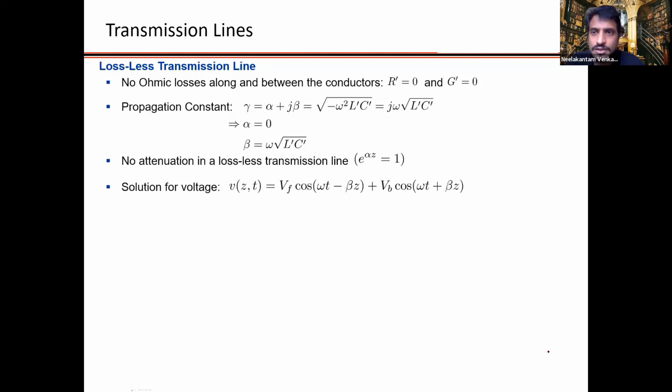So again, in the special case when it is lossless, R' and G' are 0, you get gamma to be of this form, j omega square root of L'C'. You notice that immediately there is only an imaginary part. The real part is 0. This is alpha plus j beta, right? So this alpha term is 0, and your beta is this term here, omega into square root of L'C'.